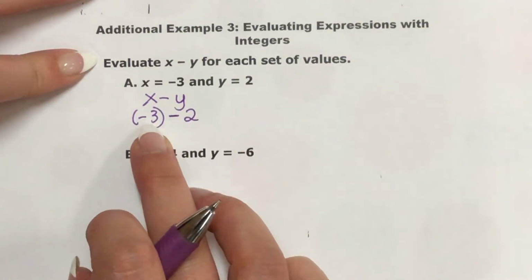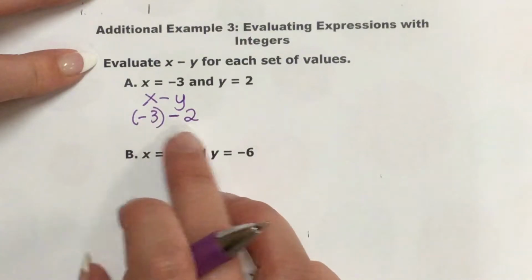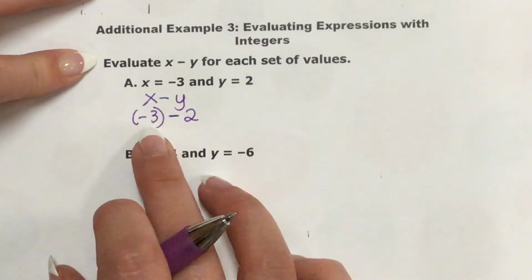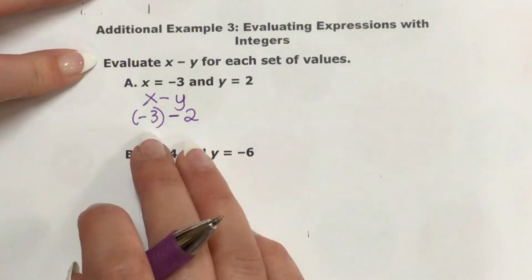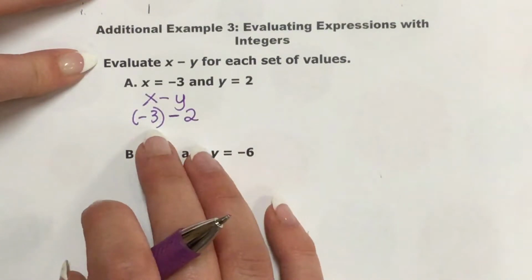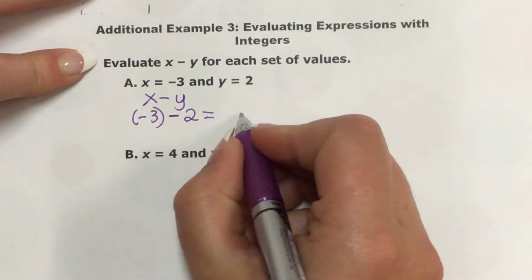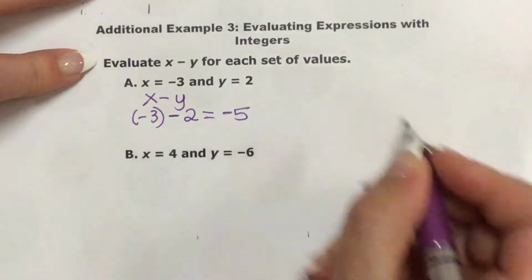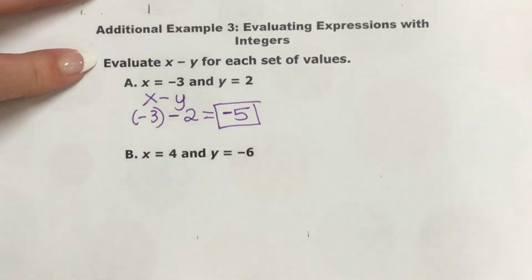Here we have a negative 3, and we have minus 2, which is the same thing as a negative 2. So we have two negative numbers. Whenever you have two negative numbers, you just add the numbers. 3 plus 2 is 5. They're both negative, so our answer is also going to be negative. So there we go. Okay, let's go on to B.